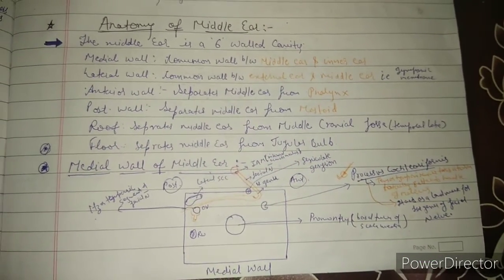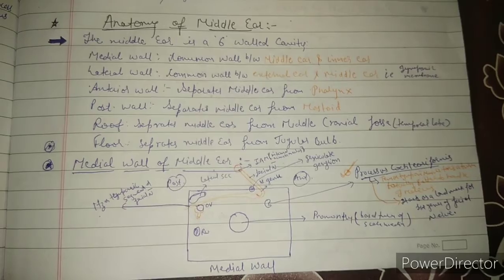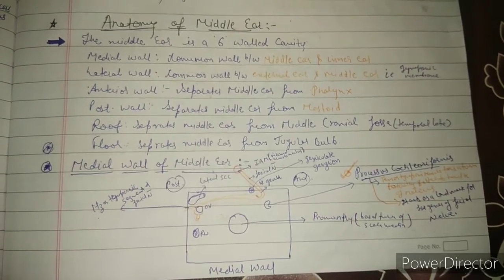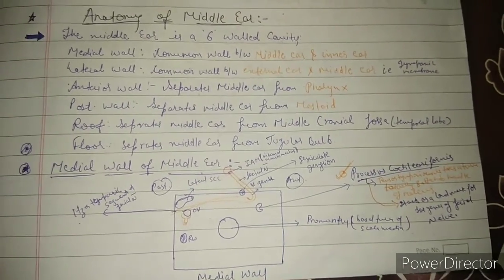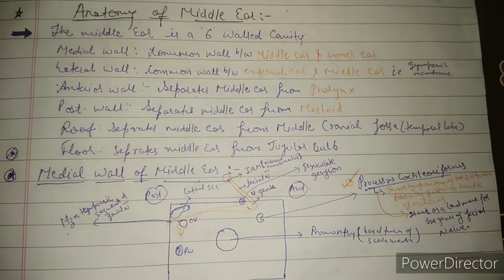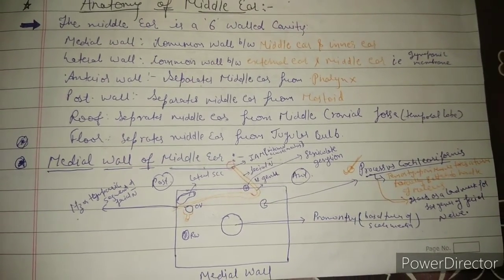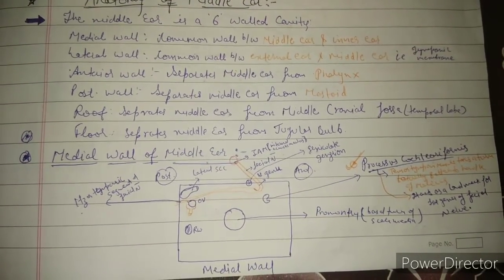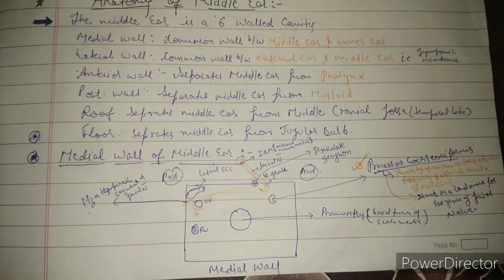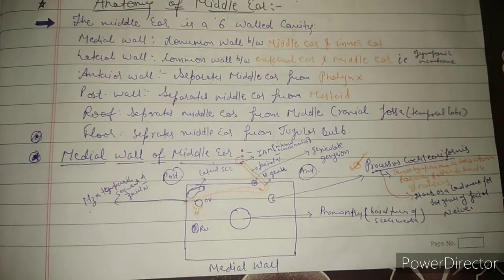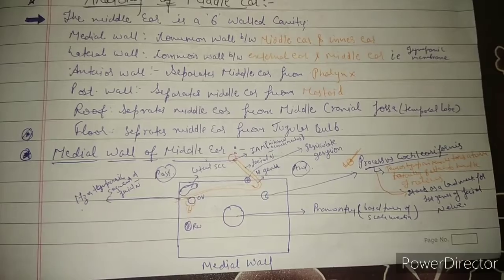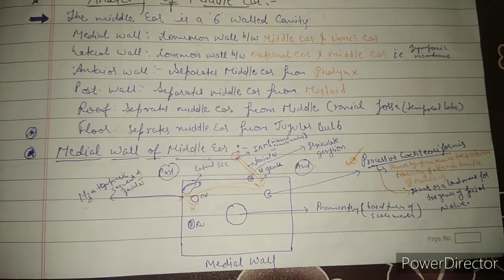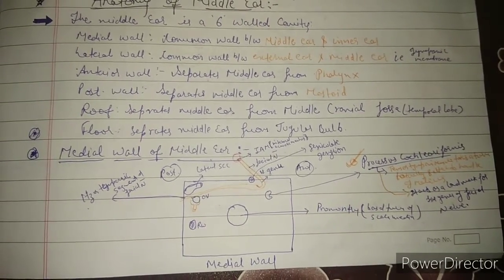So first of all, I will tell you that the middle ear is a six-fold cavity. The medial wall is the common wall between the middle ear and inner ear. That means it is the innermost layer of the middle ear. Then the lateral wall is the common wall between the external ear and middle ear. And what is that? It is the tympanic membrane.